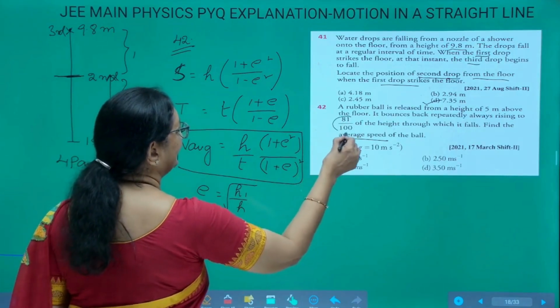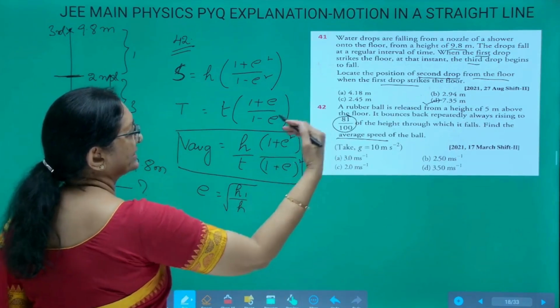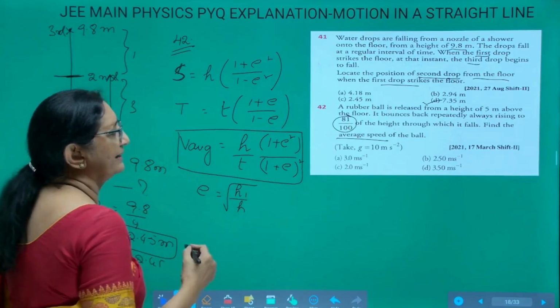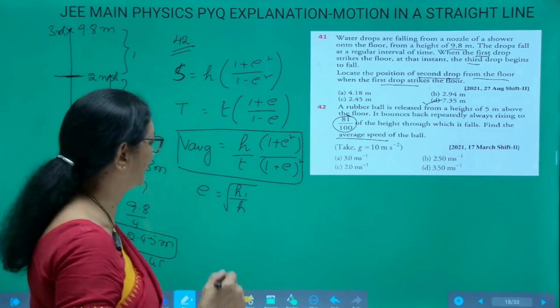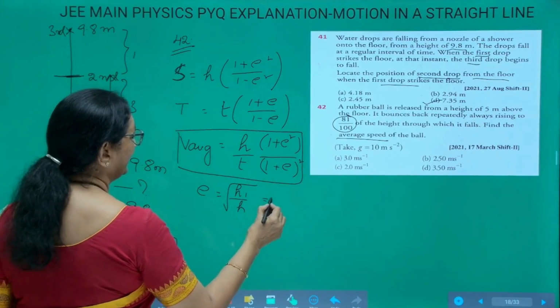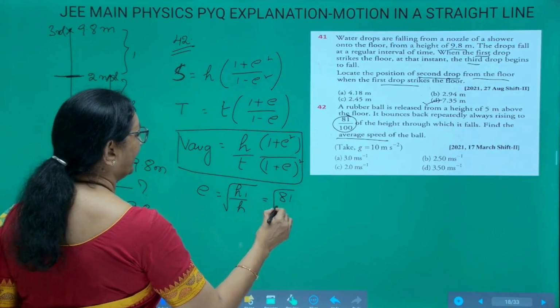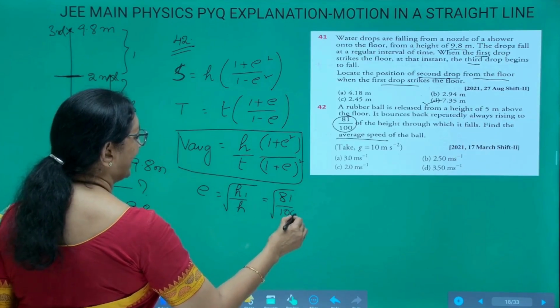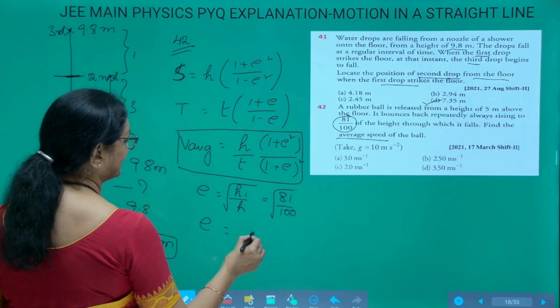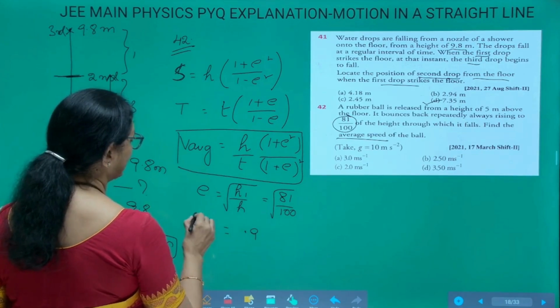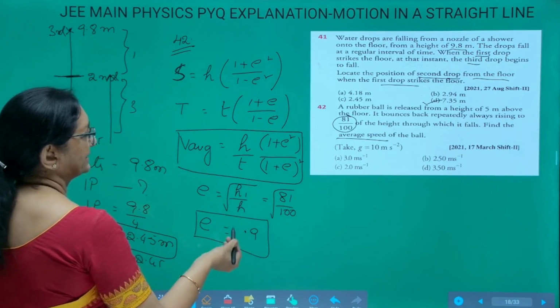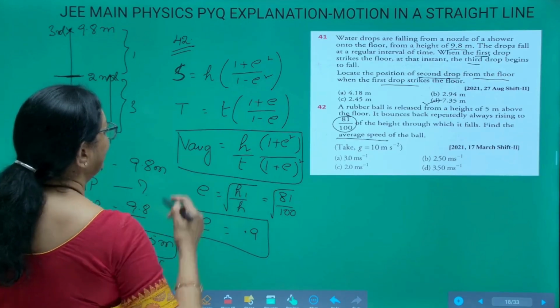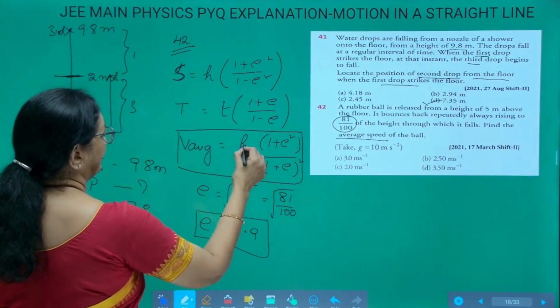It is clearly given that it bounces back to 81 by 100th of the height from which it is dropped. So E is simply the square root of 81 by 100, that is 9 by 10, or E is equal to 0.9. If you substitute this in the expression, you get the answer.